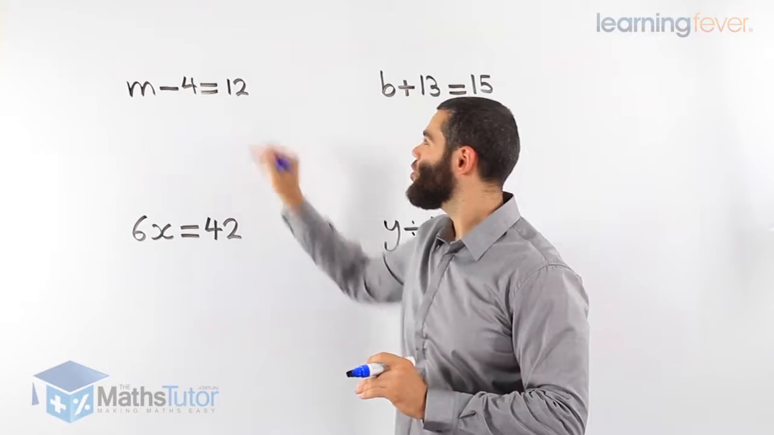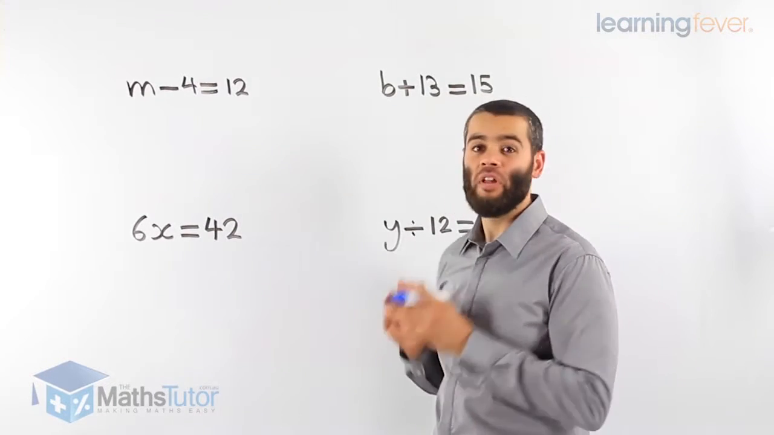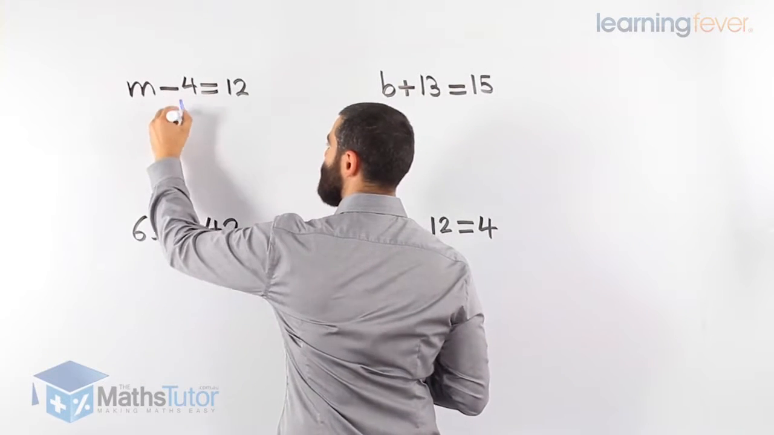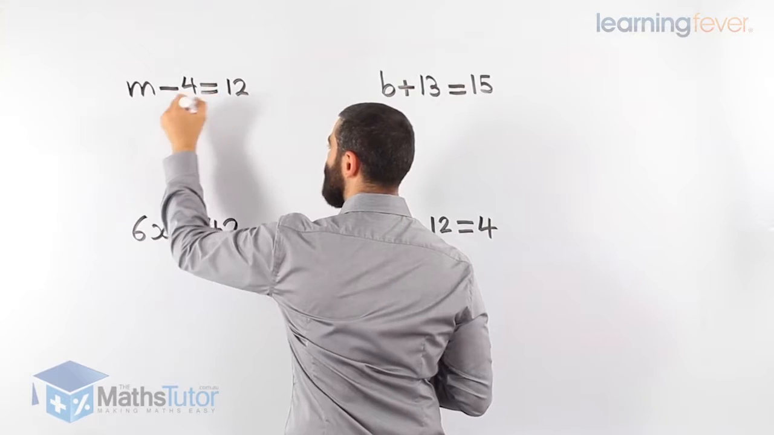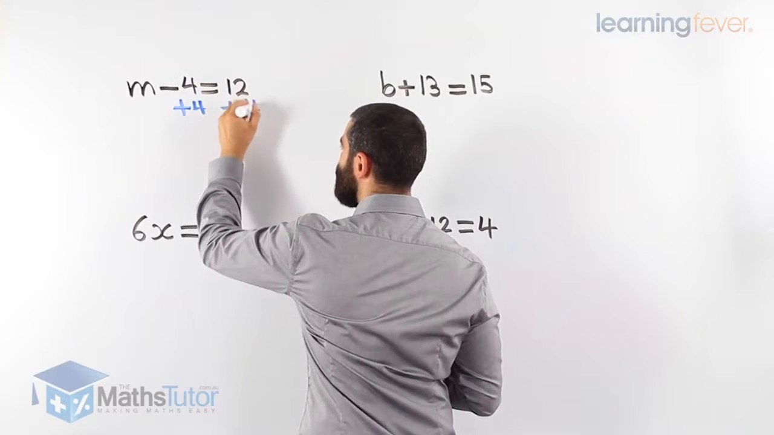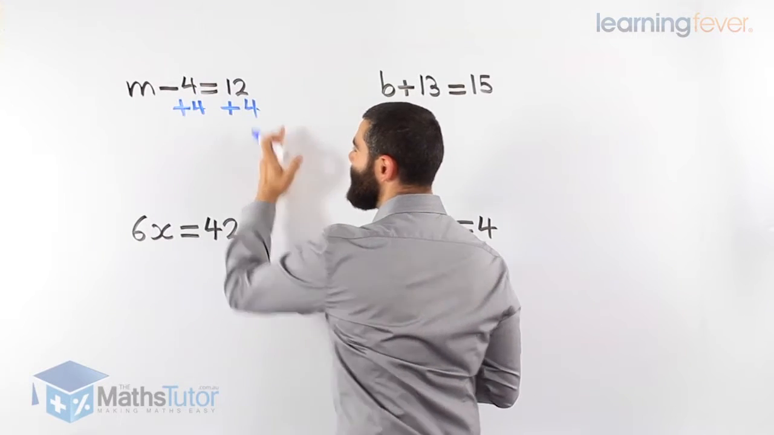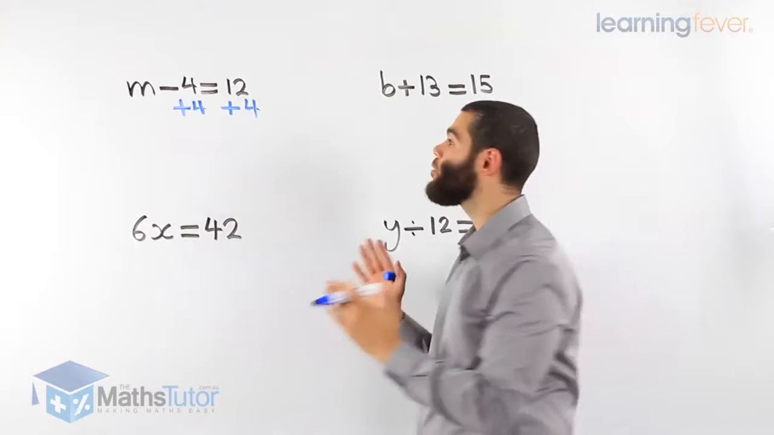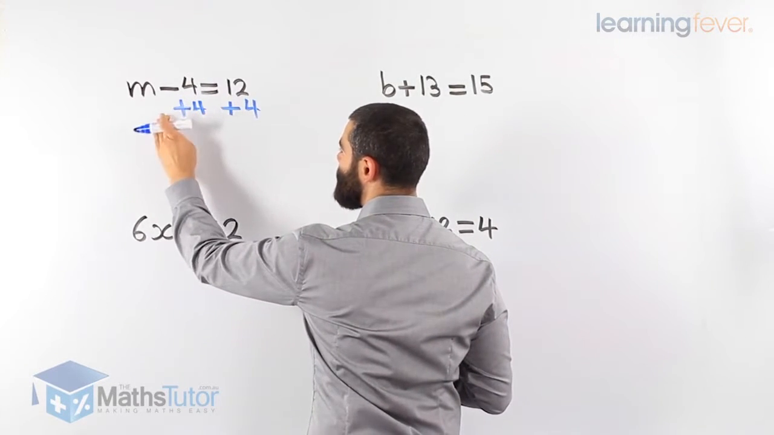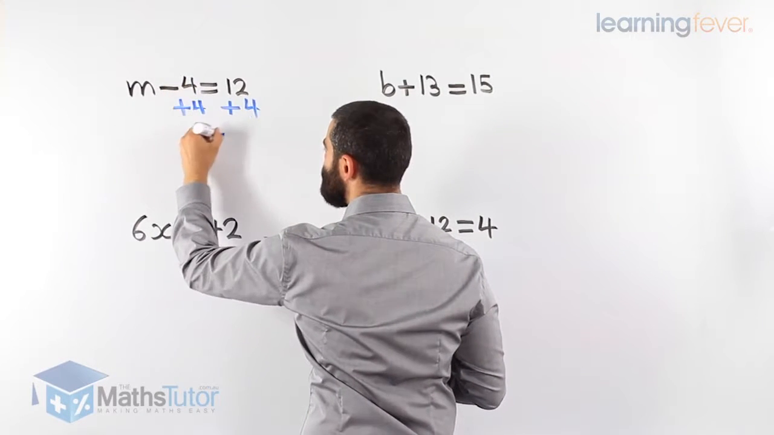M minus 4 equals 12. So something minus 4 equals 12. This is an equation. The opposite of minus is plus. So plus 4. And what we do to one side, we must do to the other side of the equal sign. Very important. We have this side of the equal sign and that side of the equal sign. That's where we get the name equations, from the equal sign, always straight down the middle. And what we do to one side here, we do to the other. Plus 4 on this side to get rid of the 4.